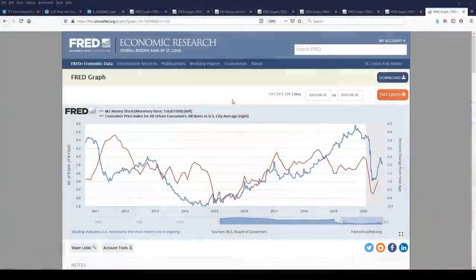Interest rates have to go up. I mean, don't you understand? Yes, I do understand. Let's take a look at the bond market.